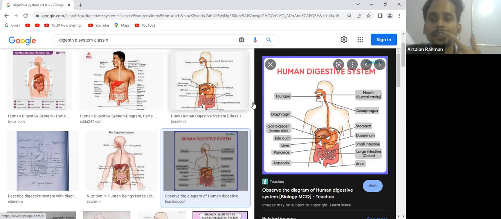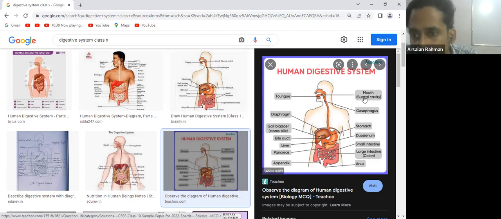From the mouth. Then it will enter into, here you can see the mouth. Then it will enter into what? Buccal cavity. Buccal cavity contains what? Teeth and tongue. Okay. Then food will go into a tube-like structure present in our neck, which is called the esophagus.